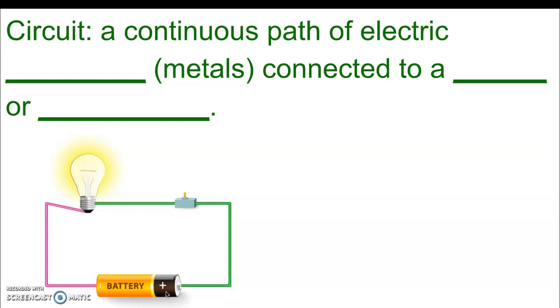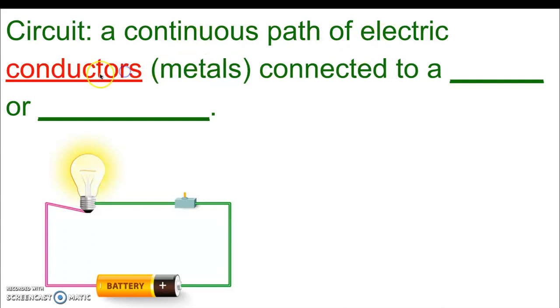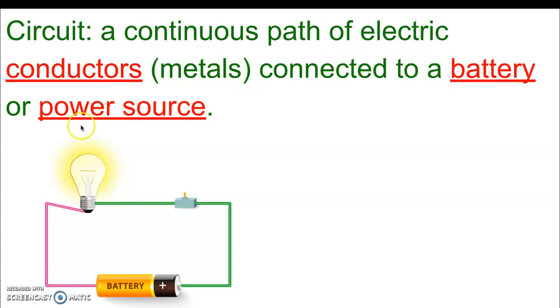In the last lesson I didn't really formally define what a circuit was, so I just want to lay it out clearly. A circuit is a continuous path of electric conductors or metals, and they need to be connected to a battery or power source. So here I've got an example circuit down here.